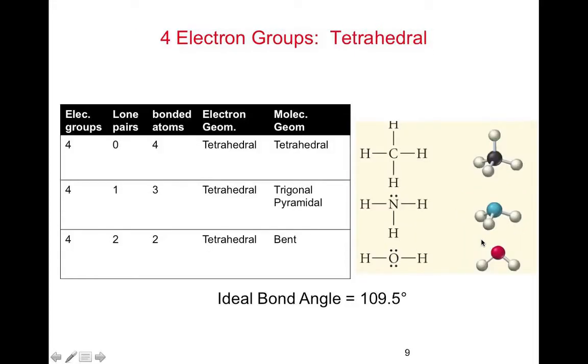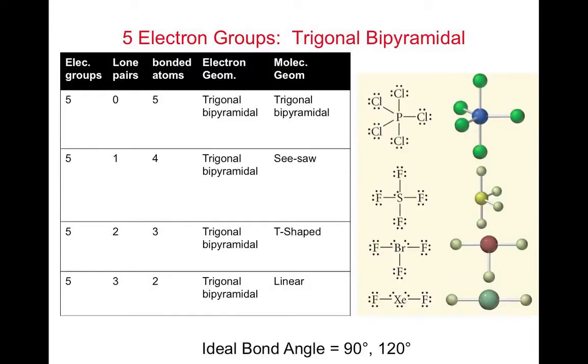In the case of a tetrahedral molecule, the ideal bond angle is always 109.5, regardless of whether I have lone pairs. The ideal bond angle is always 109.5. When I go to 5 electron groups, if I have no lone pairs, the electron geometry and molecular geometry are the same. Now, in the previous molecules, when I had one lone pair, it didn't matter where that went because all of the atoms were identical. But remember, in the case of trigonal bipyramidal, I've got these atoms in the equatorial plane, and I have the axial atoms.